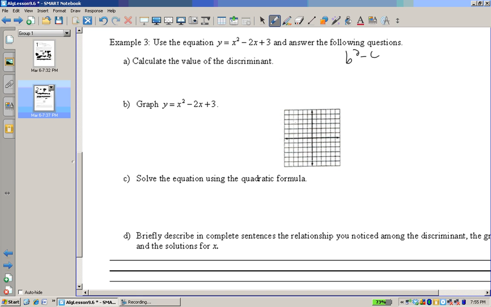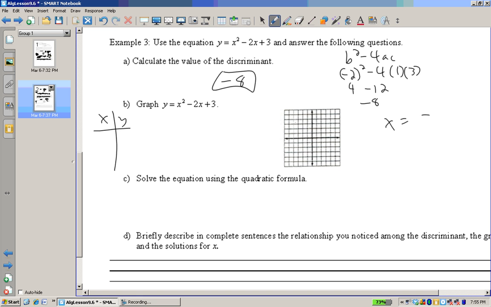Again, b squared minus 4ac. b is negative 2. Don't forget to put it in parentheses. a is 1, c is 3. b squared, so that is 4 minus 12. 4 minus 12 is negative 8. So the value of the discriminant is negative 8. Now we need to graph it.